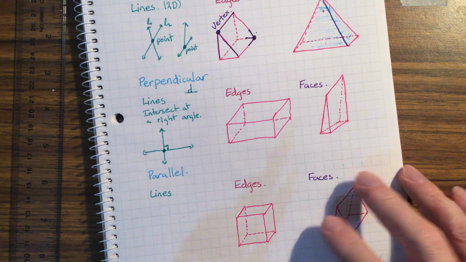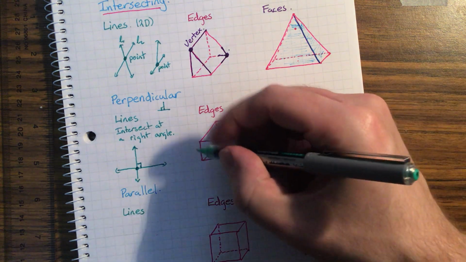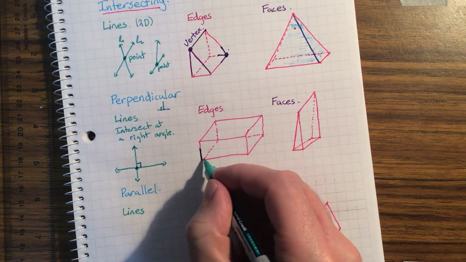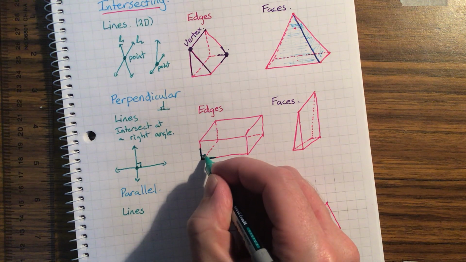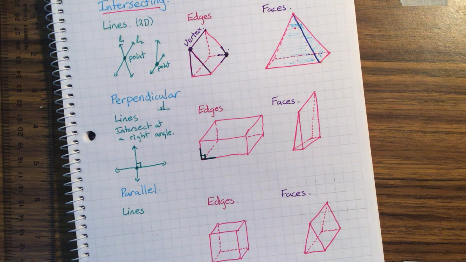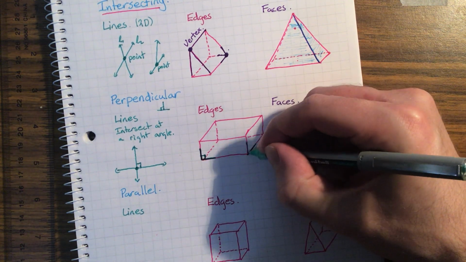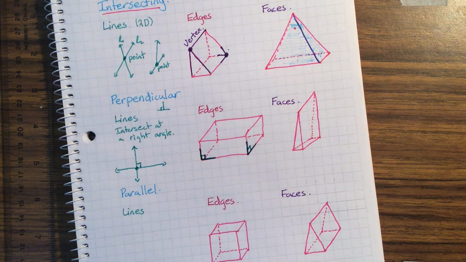Okay, now let's look at edges. And let's look for two edges that intersect at a right angle. I'm going to highlight my first two in green. So let's look at this edge right here. That intersects with this edge right here at a 90-degree angle. Now let's look at this horizontal edge right here. It also intersects with this edge at a 90-degree angle. We'd have to turn it to see the 90-degree angle.